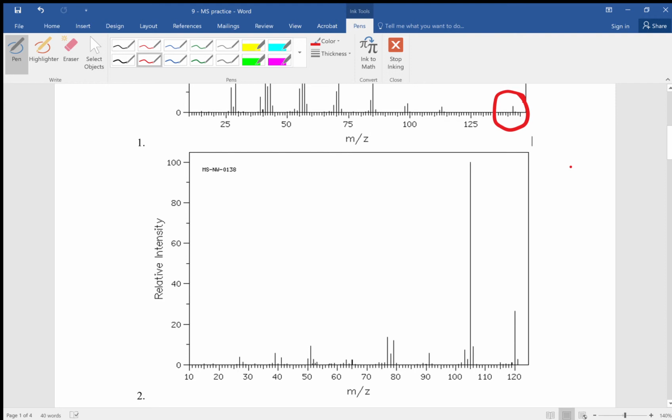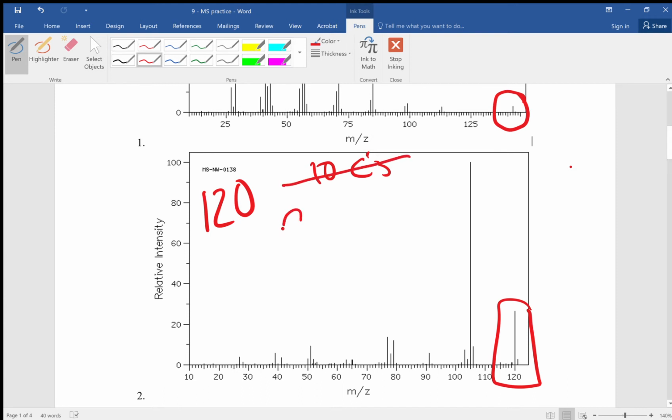We have a very similar situation in number 2. We have a parent peak at 120, but not a lot of other information. Now 120 is exactly 10 carbons. But it's pretty rare to have a molecule that has only carbon in it. So we would probably disregard that. But if we go down to 9 carbons, that's equal to 108. We would need 12 hydrogens to get us to 120.